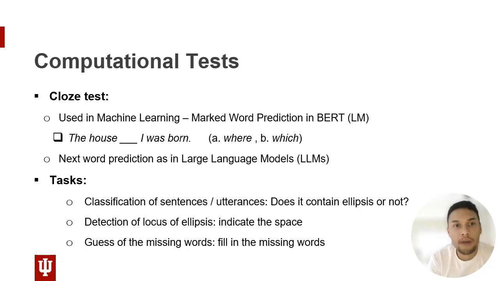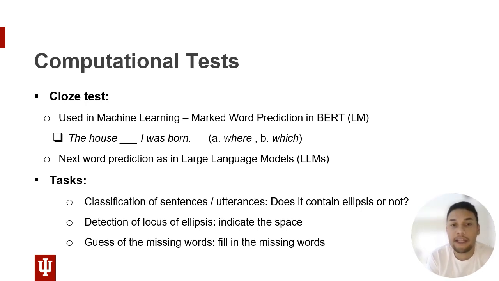So with regard to computational tests, we looked at the cloze test, which is usually used in machine learning for masked word prediction in BERT, for example, and next word prediction as in large language models. So the tasks were, we had 3 of them.